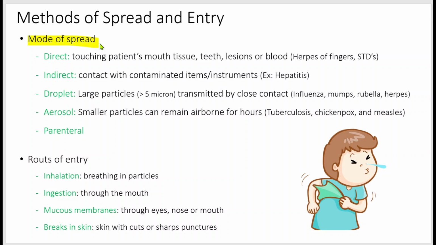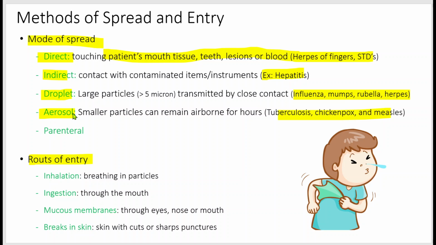Okay, so we talked about the mode of spread and the route of entry, but we'll go a little bit deeper. Direct is by touching the patient directly, such as the teeth and lesions, and these are the diseases that can happen for each one of the modes of spread. You don't need to memorize these. These are just examples for you. So direct is the direct contact. For indirect, you touch a contaminated instrument, maybe used on a patient, and you get the disease.